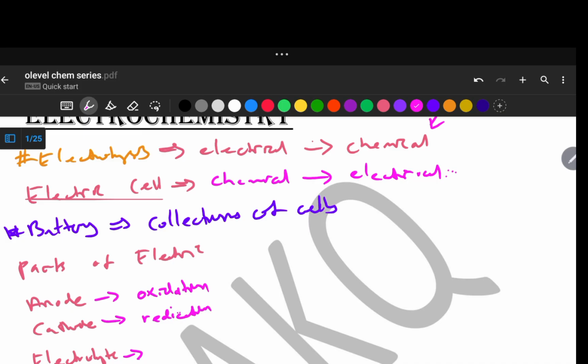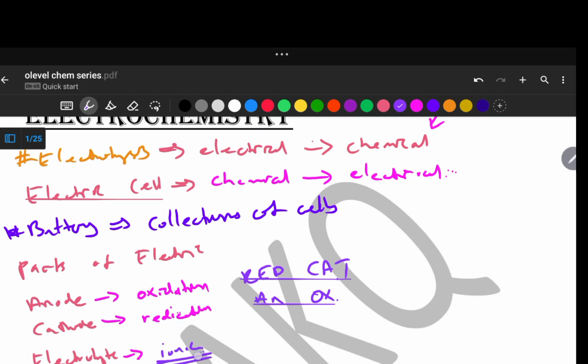And then we said we have this mnemonic which says red cat, and then an ox. So red cat is reduction, cathode, and then an ox, anode, oxidation. Are we together? So this is what you need to understand. And then electrolyte is defined as an ionic compound which can allow electric current to pass through it, right? So this is the definition for an electrolyte. Ionic compound, you must take note of that.